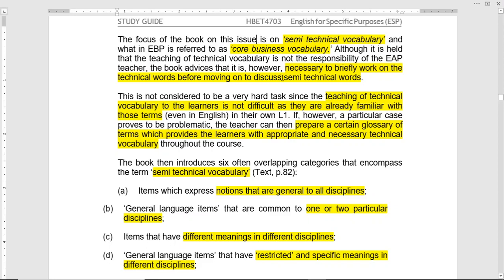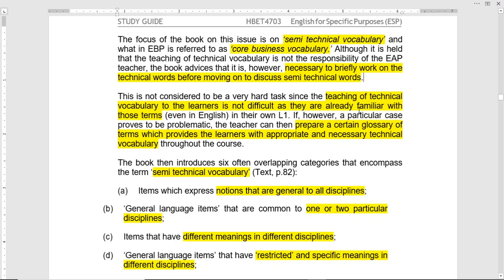In the textbook assigned for us, they focus on the semi-technical vocabulary and core business vocabulary. Two things. Teaching vocabulary is sometimes considered not a responsibility of the English teacher, I mean the technical vocabulary. But it's necessary to briefly work on the technical words before moving on to discuss semi-technical words, especially in business.